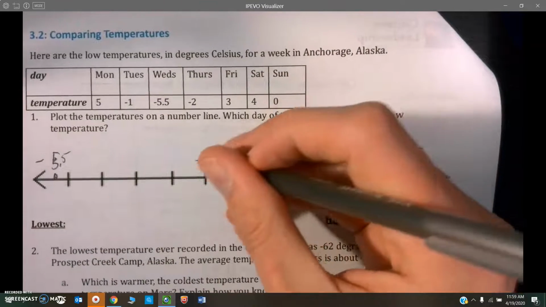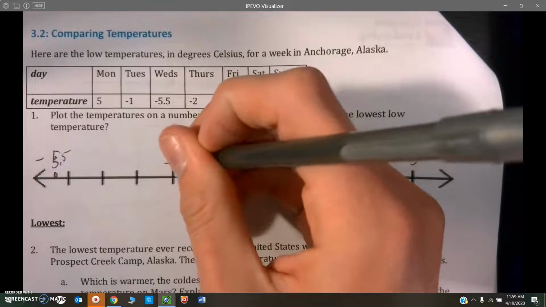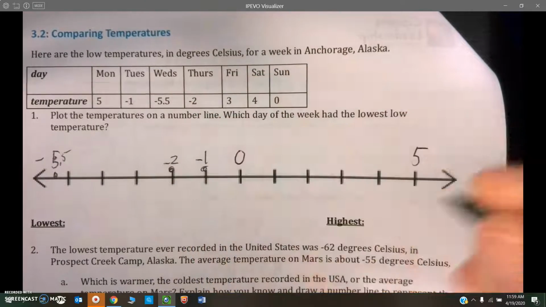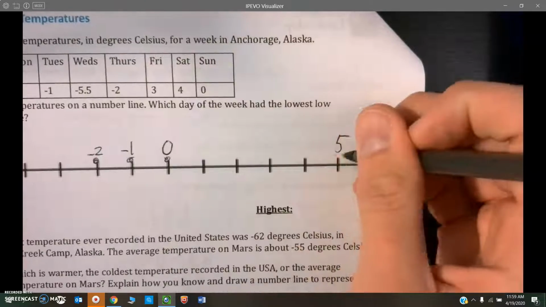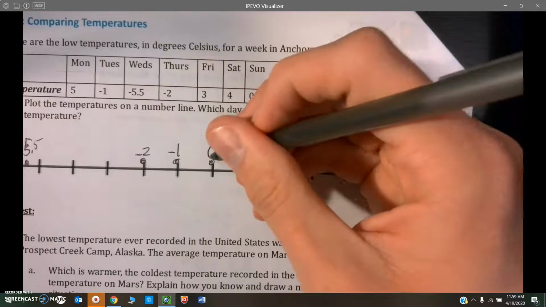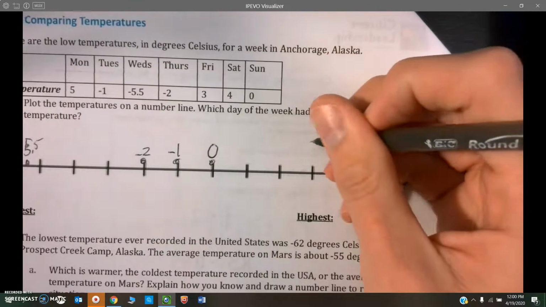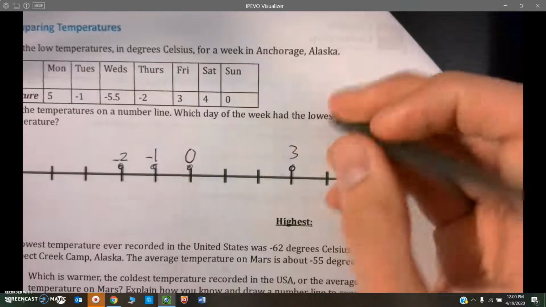Thursday is negative 2, negative 1, negative 2. Put those points on them. And Friday is positive 3, so 1, 2, 3. And Saturday was 4.